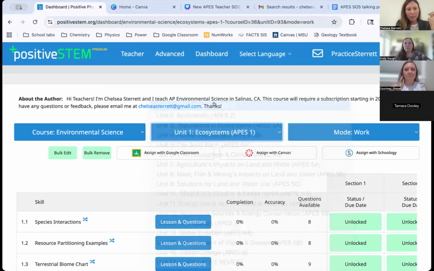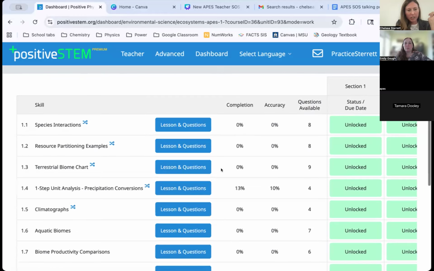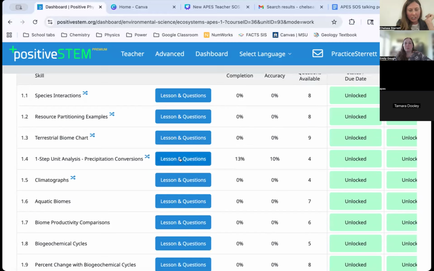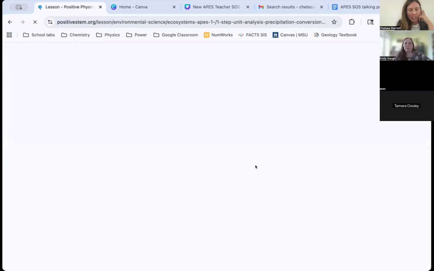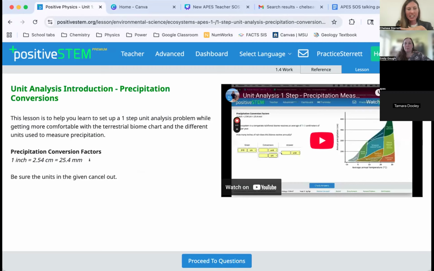So I'll show you Unit 1 first. This is what it looks like on the teacher dashboard. And I'm going to show you as an example one of the math kinds of questions we have on here, some unit analysis. Okay. So we will have a lesson. This one is the very first unit analysis skill on the site, and it's just one-step unit conversions.